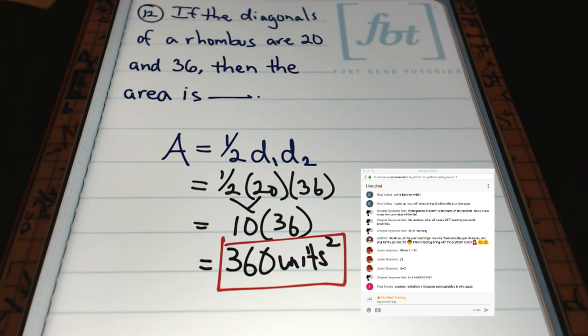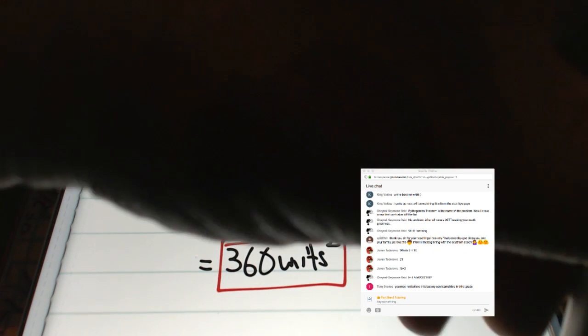Another tip for your geometry final. Okay? There you go. Another tip for your geometry final. We're not playing around here. We're not playing around, not today.